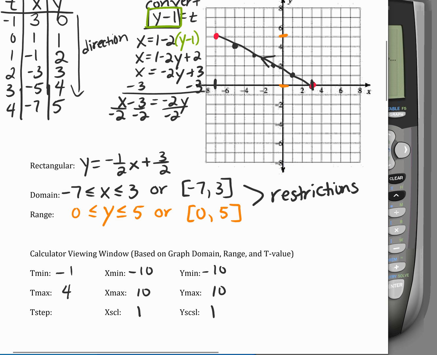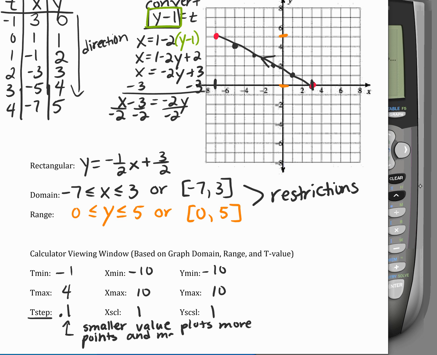And then the only other thing, this is actually going to give us the speed and the accuracy. So I'm going to do 0.1 here. You could do 1. The smaller the value, the more points it plots. It also makes a more accurate graph. The problem is the smaller you make it, the slower it goes.